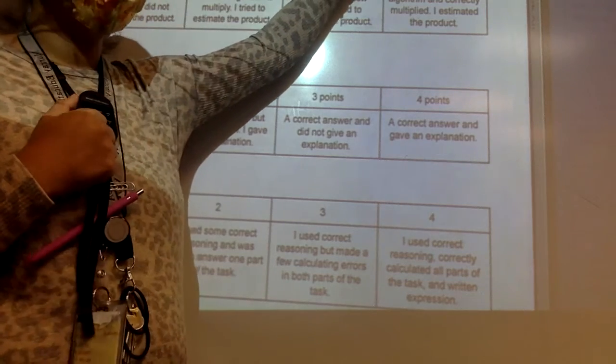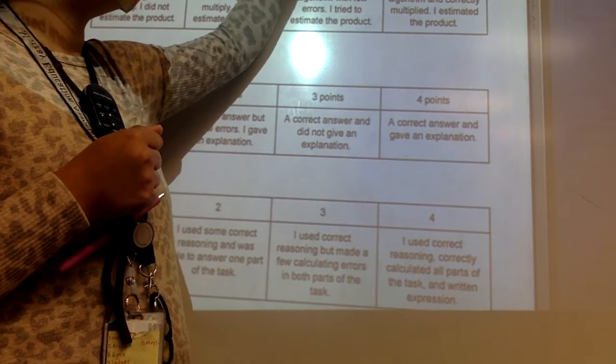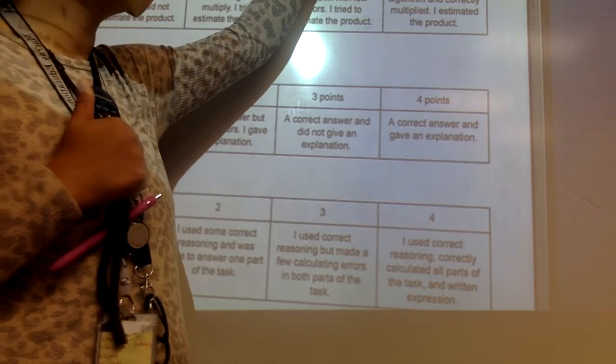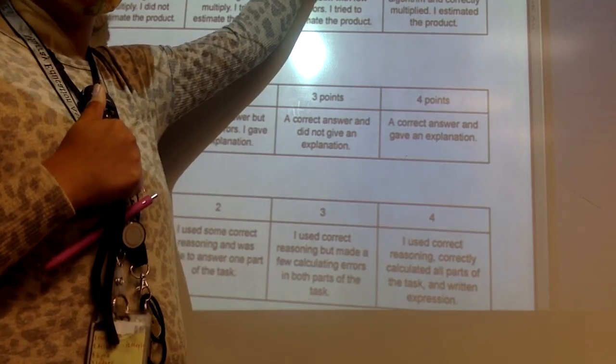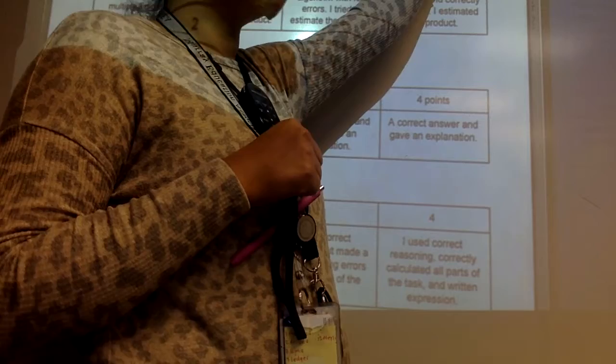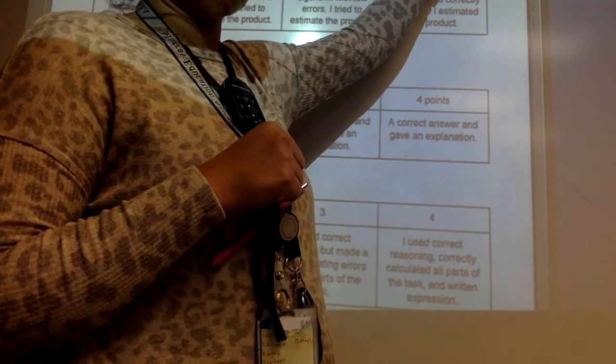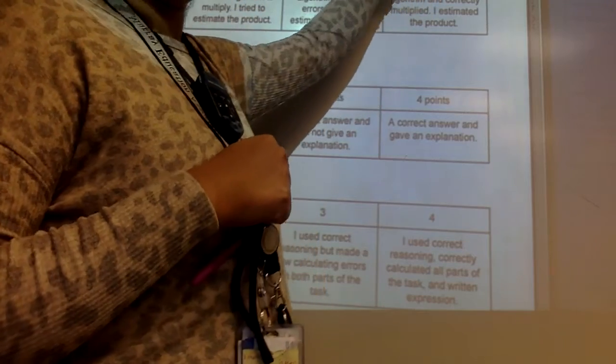You will get 3 points if you used the standard algorithm to multiply but made a few errors in the product. The most is 4 points. You will get 4 points if you use the standard algorithm and correctly multiply to find the product. Okay?